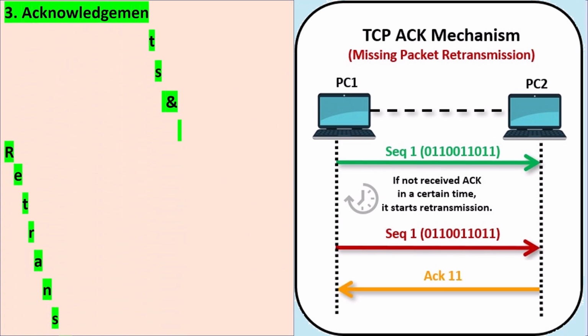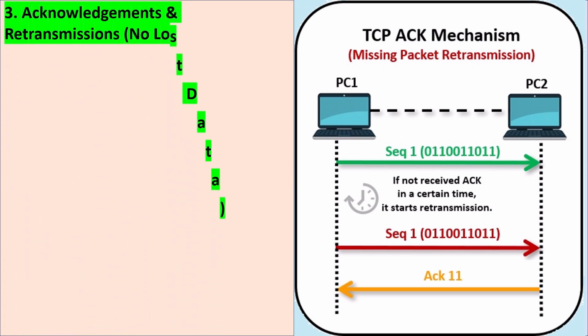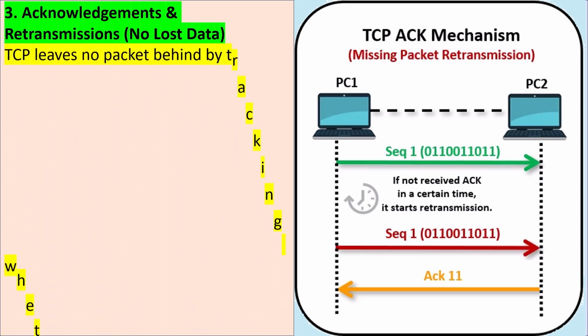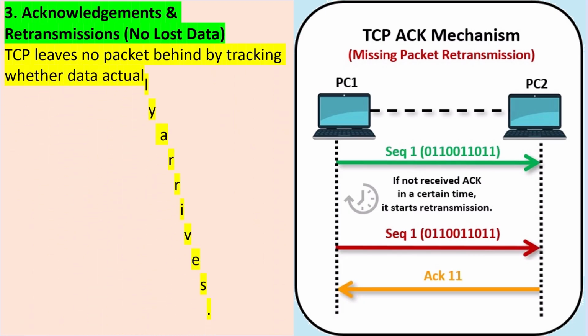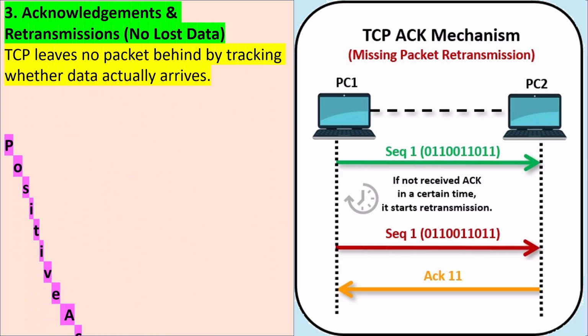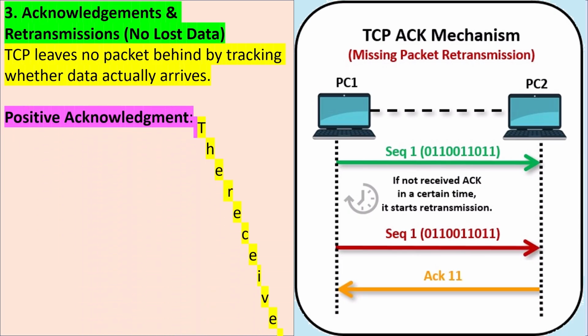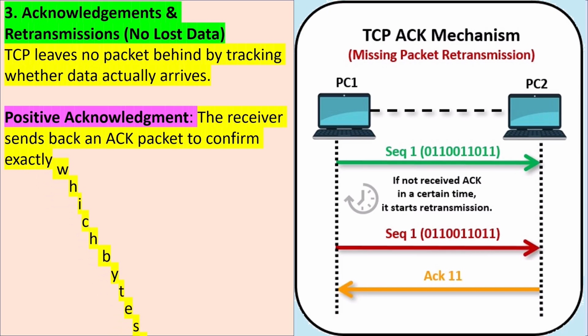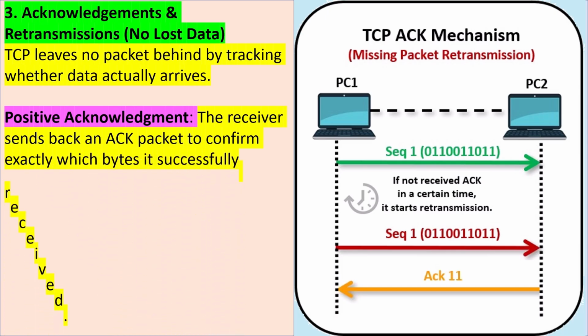Number 3, acknowledgements and retransmissions. No lost data. TCP leaves no packet behind by tracking where the data actually arrives. Positive acknowledgement: the receiver sends back an ACK packet to confirm exactly which bytes it successfully received.